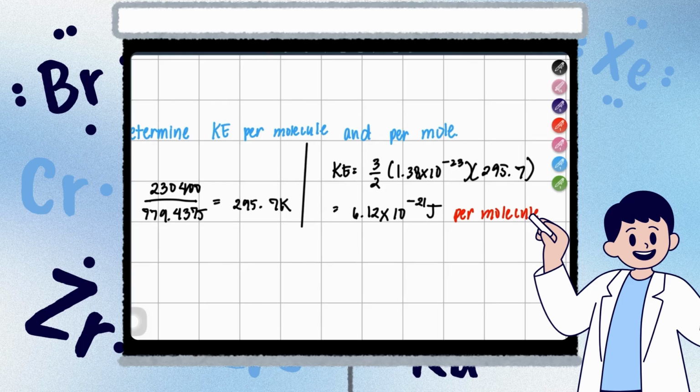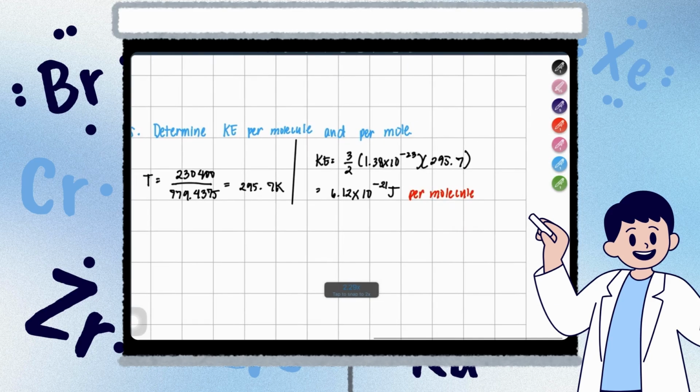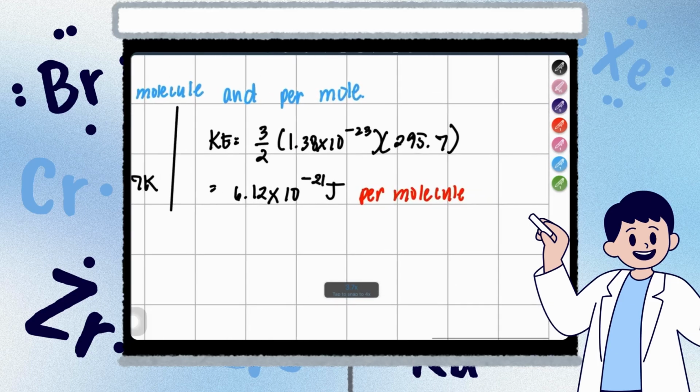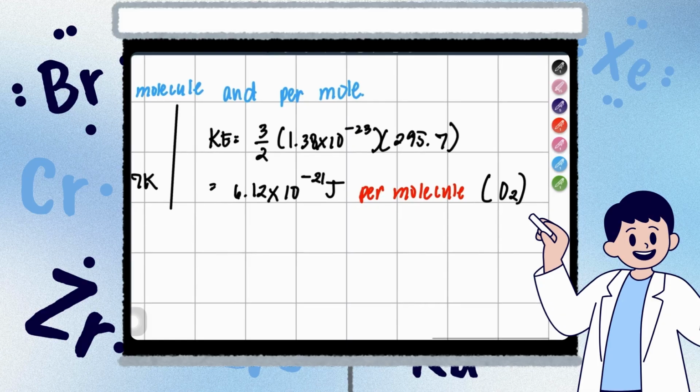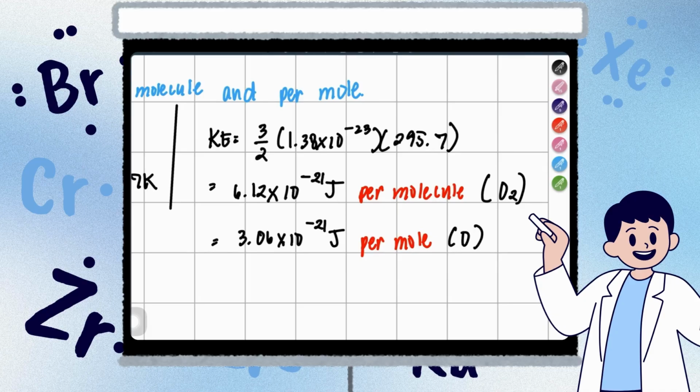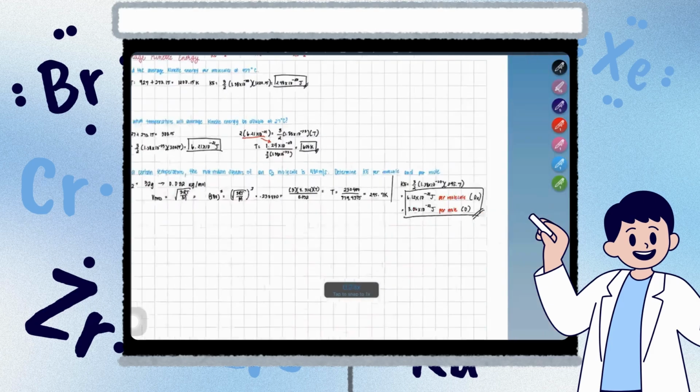Now we have to divide 6.12 by 2 since we have 2 oxygen molecules, so O2. Now if we divide this, we will get 3.06 times 10 to the negative 21 joules per mole, which is one singular oxygen atom. So here are the final answers for number 3.